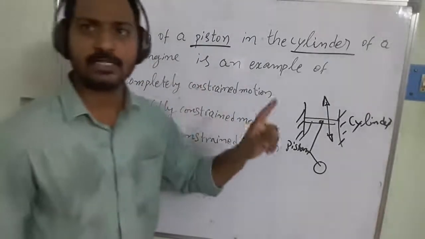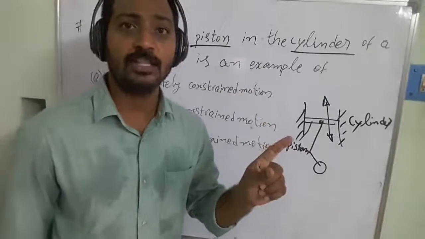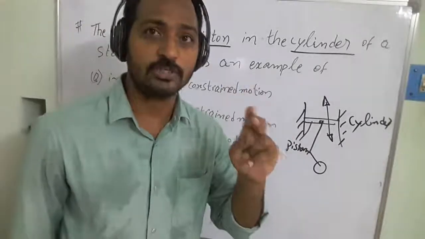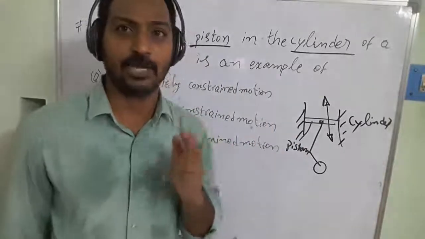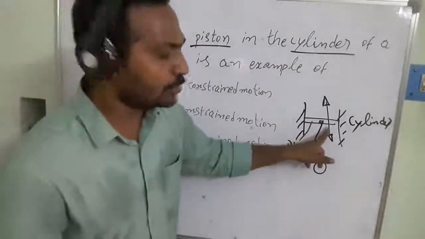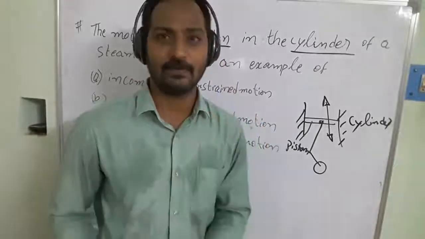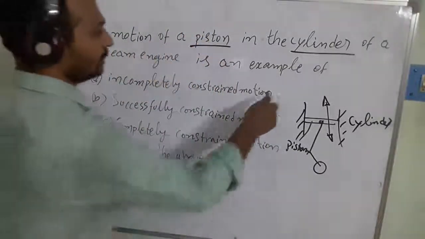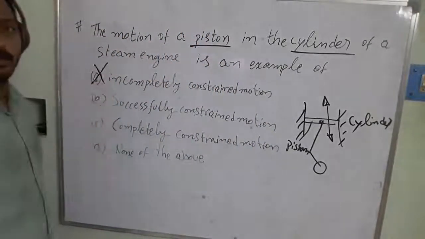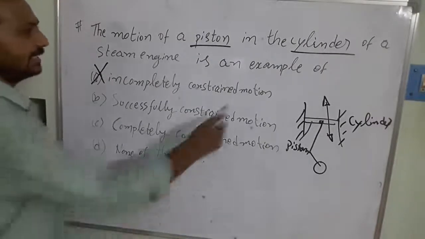If you understand what incompletely constrained motion is, it must have a minimum of two motions. More than one motion is incompletely constrained motion. In this case, how many motions do we have for this piston? Only one definite direction of motion is available. So this is the wrong one, and this is wrong.